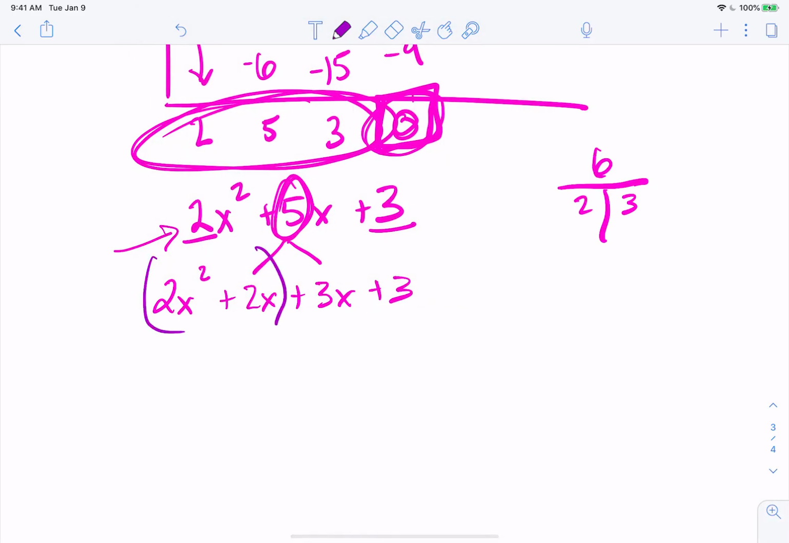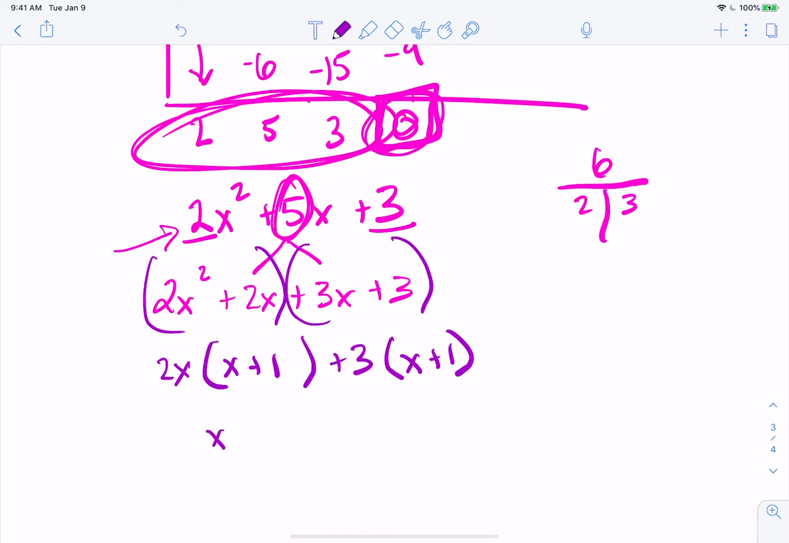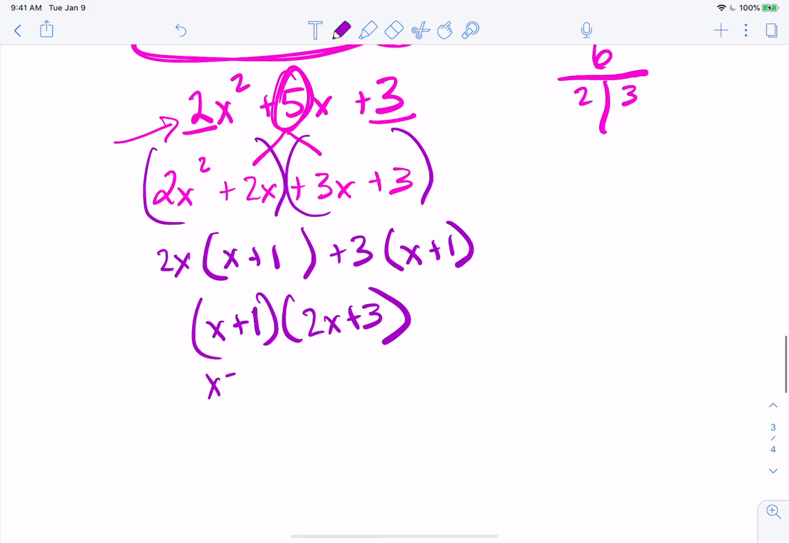2x is what we're going to pull out. So, left over is x plus 1. And then take out 3. They got a 3, x plus 1. So x plus 1 and 2x plus 3. And x equals -1 and x equals -3/2.